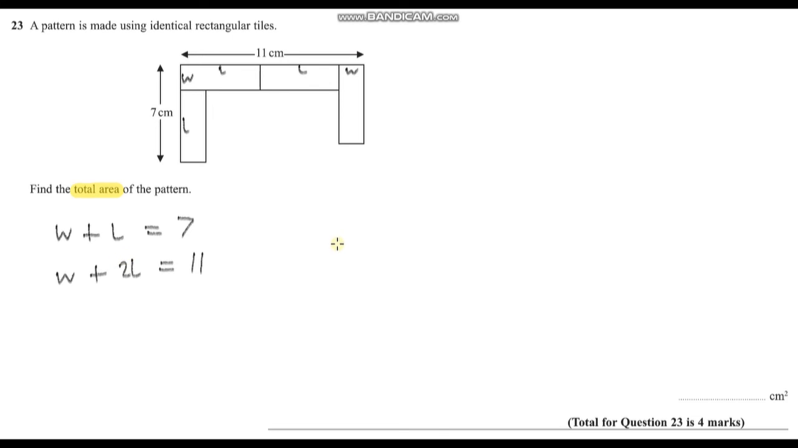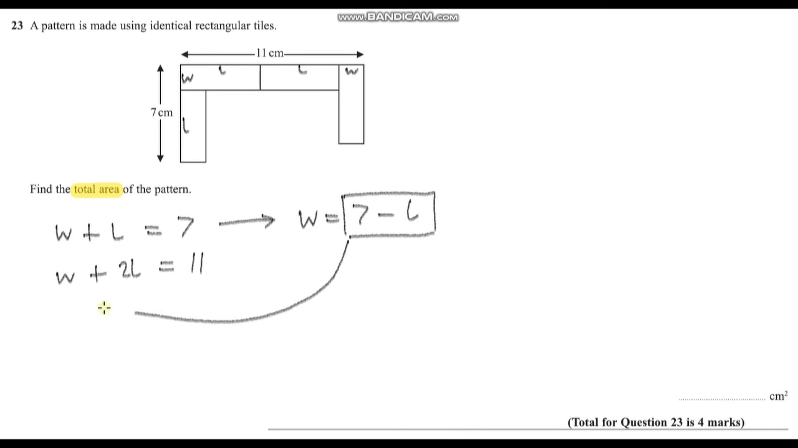There are many ways we can solve simultaneous equations. We could use the elimination method or the substitution method. I'm going to use the substitution method. So I'm going to rearrange this equation to make W the subject. So it's going to be W is equal to 7 minus L. I just subtracted L from both sides. And now we've got an expression for W.